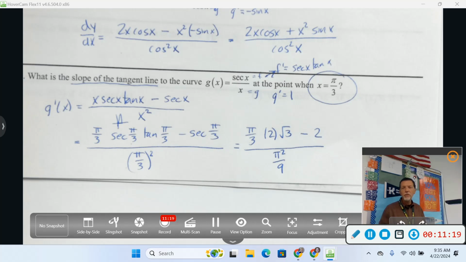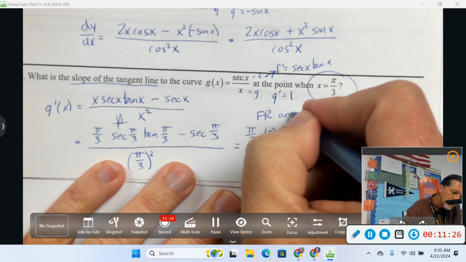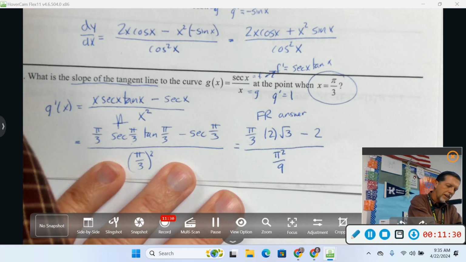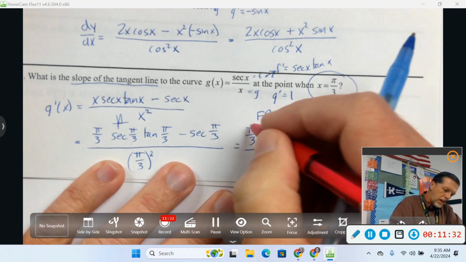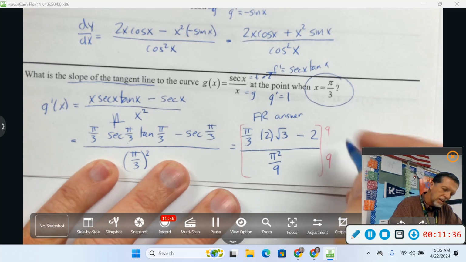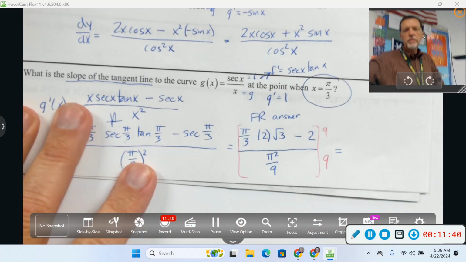So on a free response portion of the test, you could stop there. So that's a perfectly okay free response answer. But on multiple choice, we would clean that up. And I think I would multiply by 9 over 9 to at least make the fractions go away, and then we'll see what else happens.